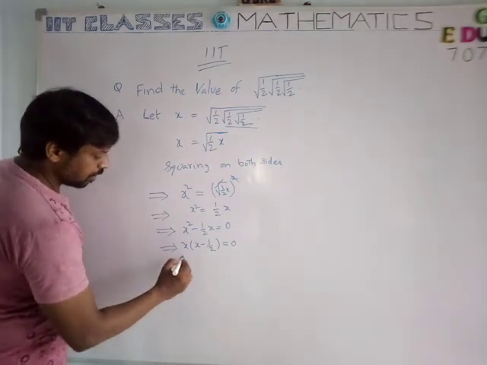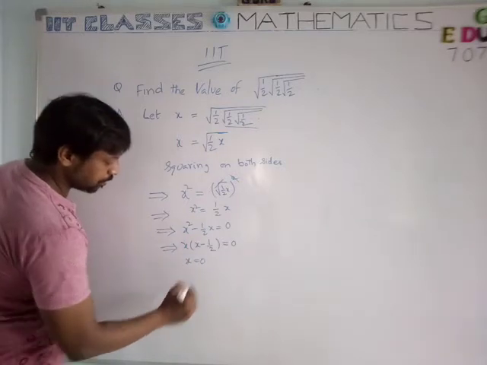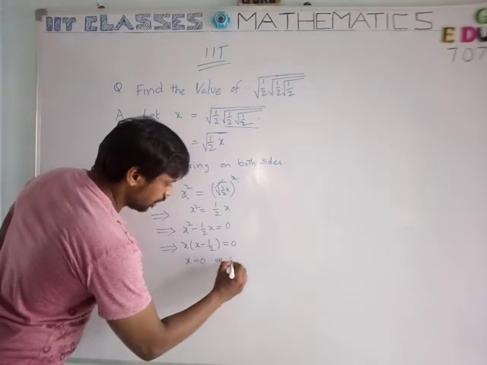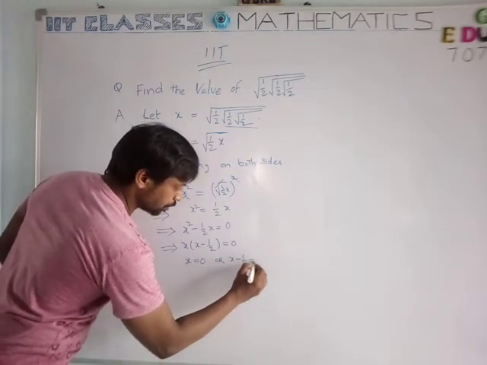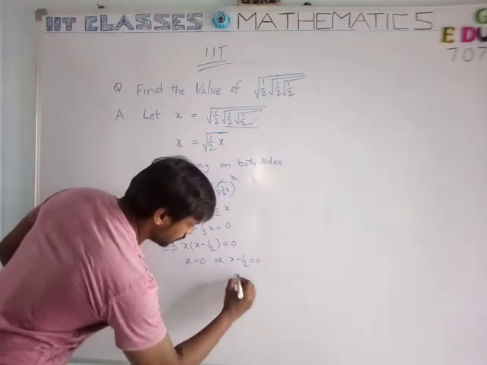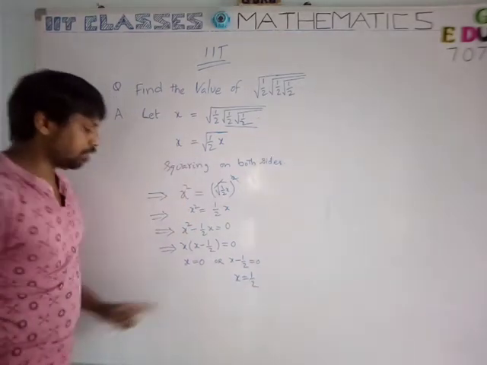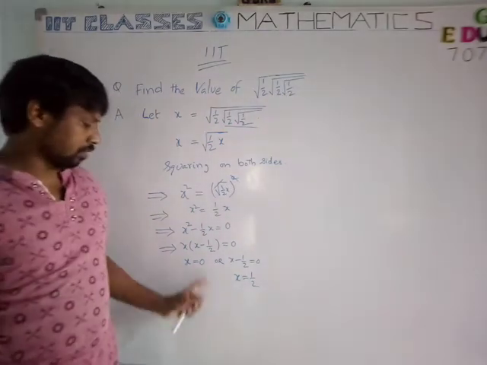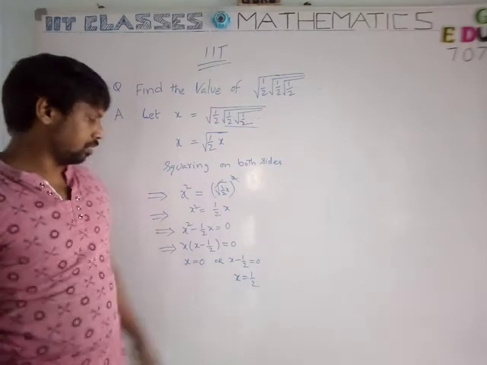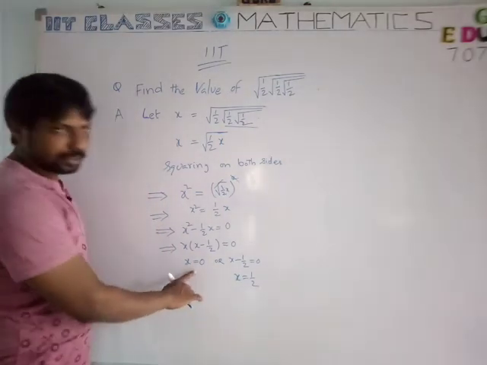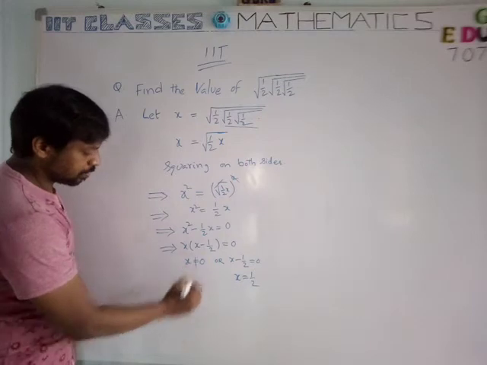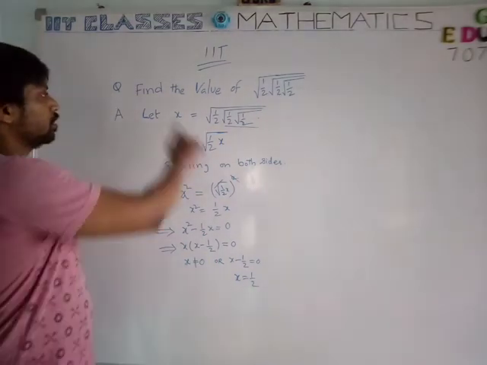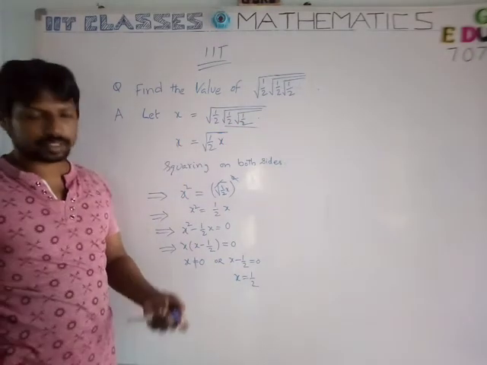Here x equal to 0 or x minus 1 by 2 equal to 0. Therefore next step, x equal to 1 by 2. Here the x values are 0 and 1 by 2. x value 0, so 0 is not possible here. Therefore x equal to 1 by 2 is the answer. So the value is 1 by 2.